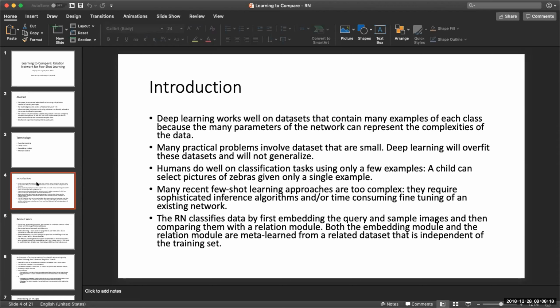So the paper goes into quite a bit of detail on past efforts in this few-shot learning area. But generally, they tend to be very complex, and they require sophisticated inference algorithms and also time-consuming fine-tuning of an existing network.